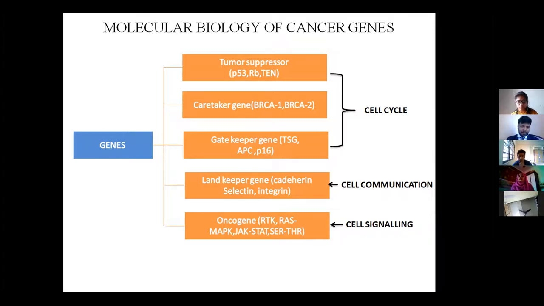These genes basically take part in the cell cycle. And the landscaping genes like cadherin, selectin, integrin, these genes constitute cell communication. And the other oncogenes like RTK, RAS, MAPK, JAK-STAT, these cancerous genes participate in cell signaling.